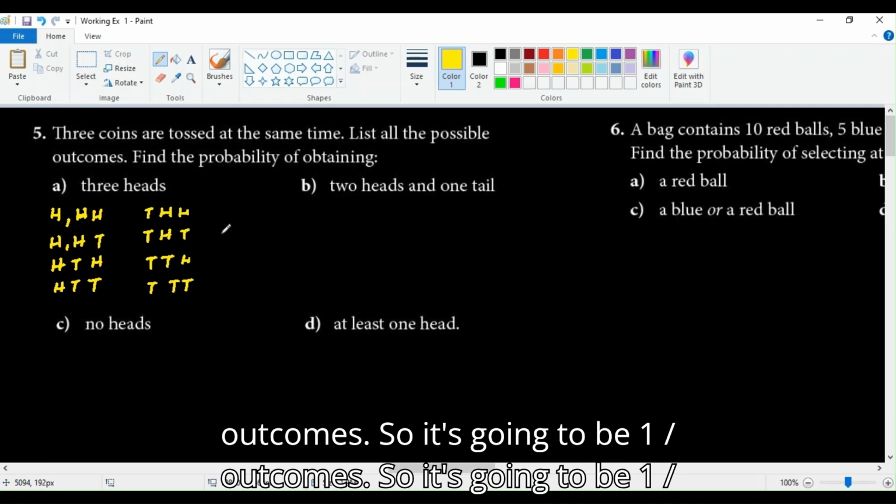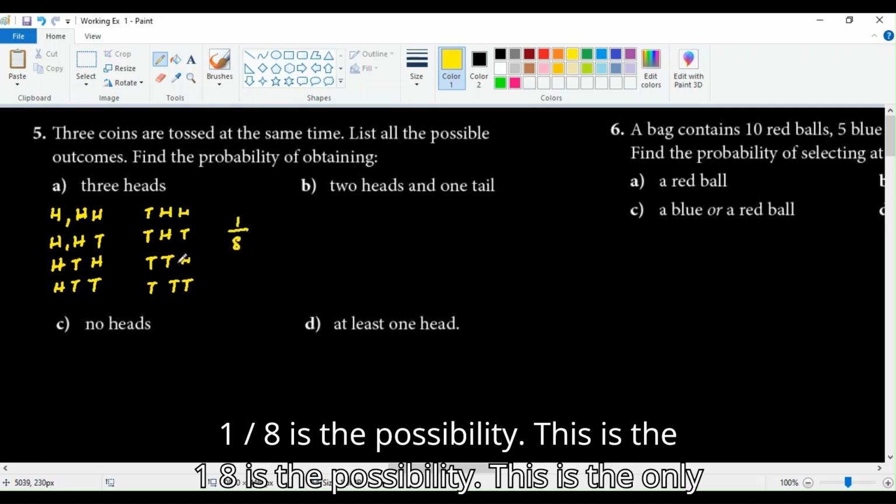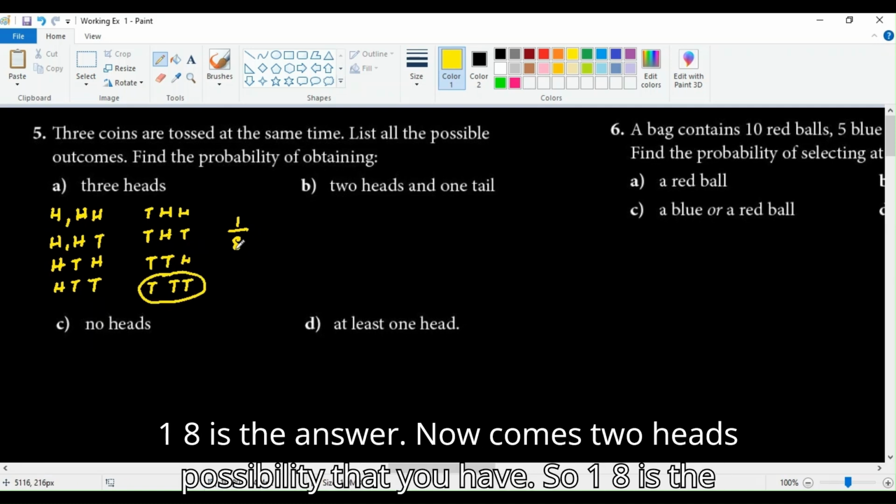So it's going to be 1 over 8 is the possibility. This is the only possibility that you have. So 1 over 8 is the answer.